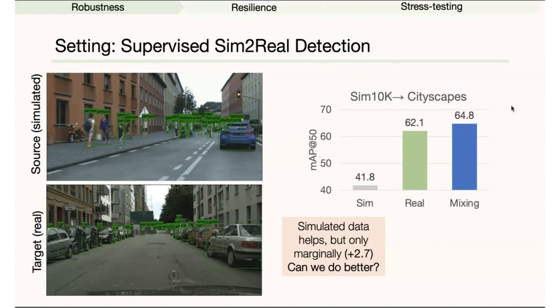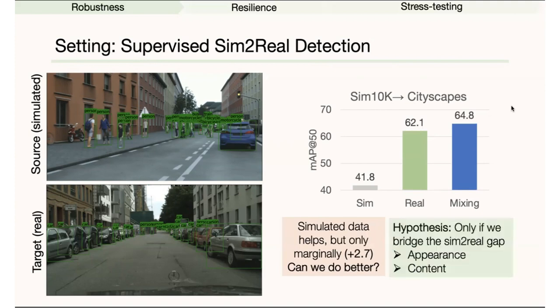But our main question was, can we do better? And our hypothesis was that we necessarily need to bridge the sim to real gap, right? And the sim to real gap can be decomposed into an appearance gap and a content gap that I'll describe on the next slide.